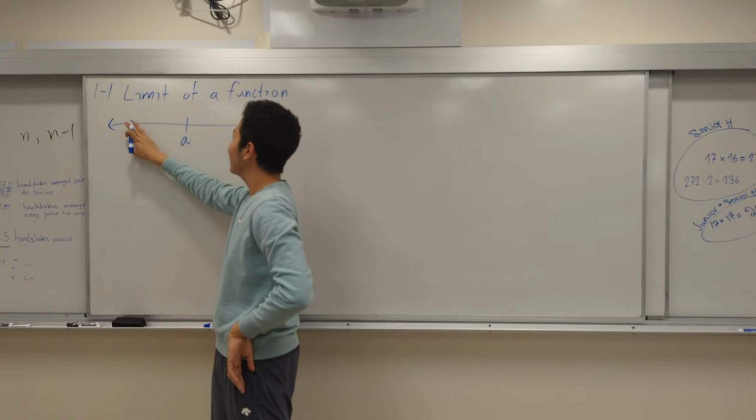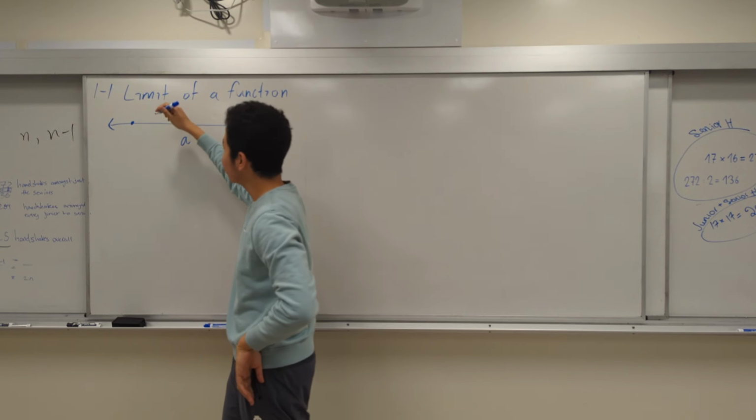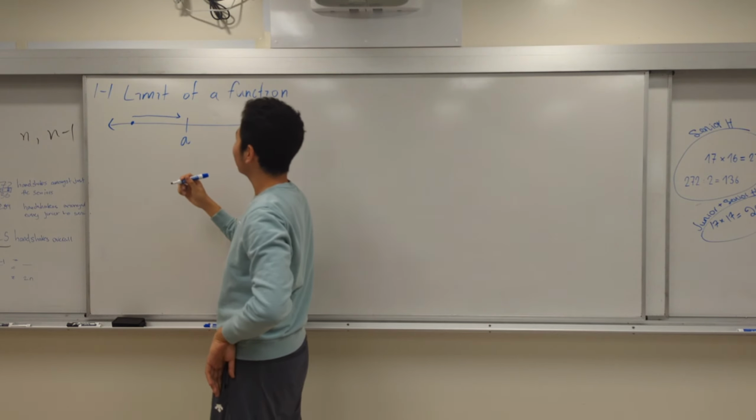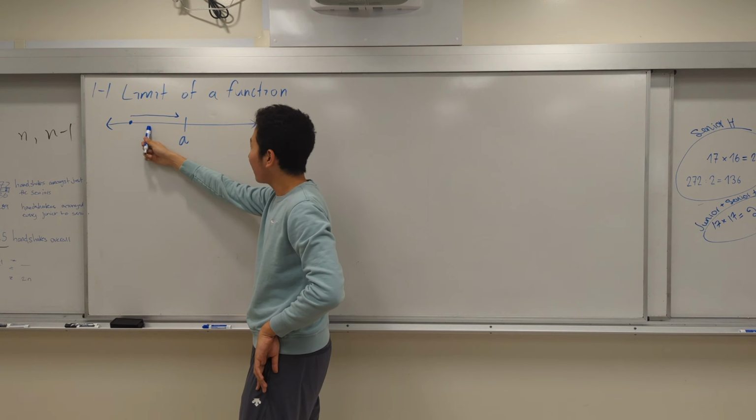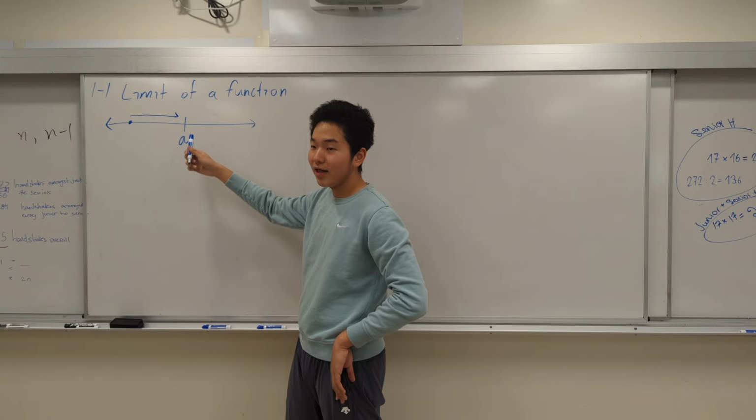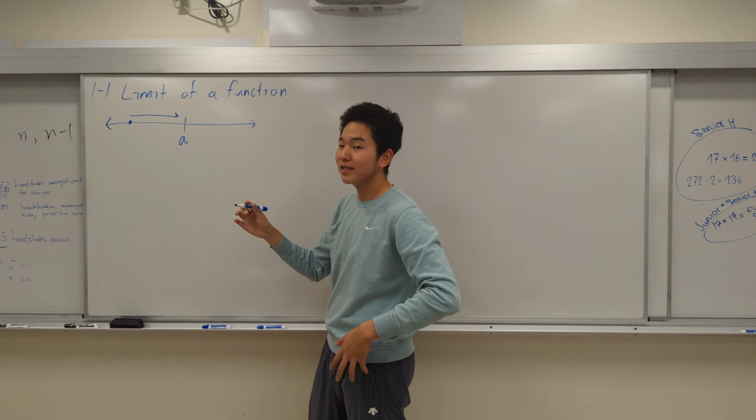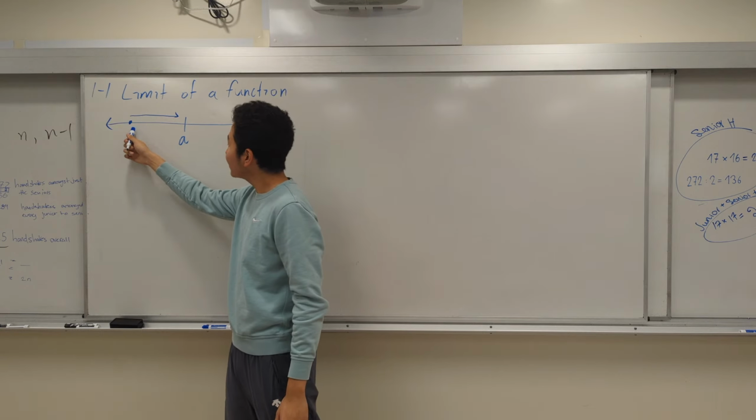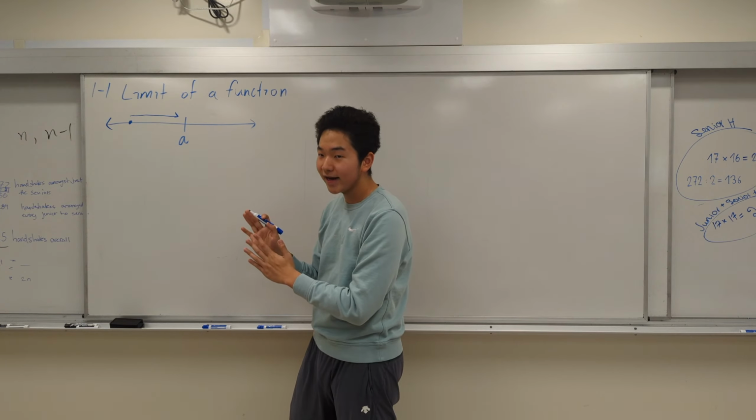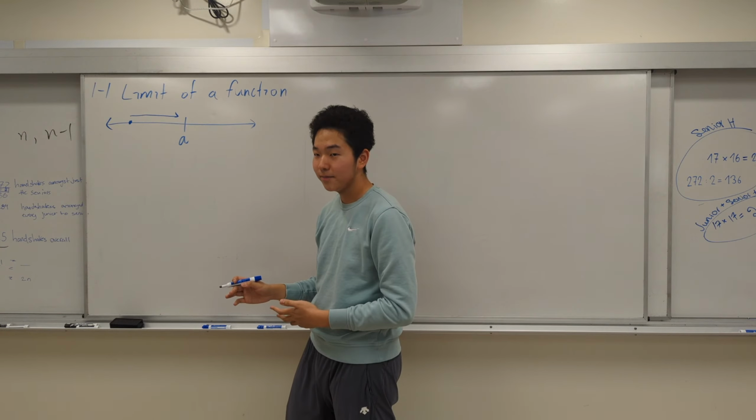But what I'm going to do is push this point, move this point closer to A. You understand? So I'm going to push this closer to A. But the key idea here is that this point gets very, very close to A, but it does not actually equal A. That's the most important idea. So while this point gets as close to A as you like, it does not actually equal A.